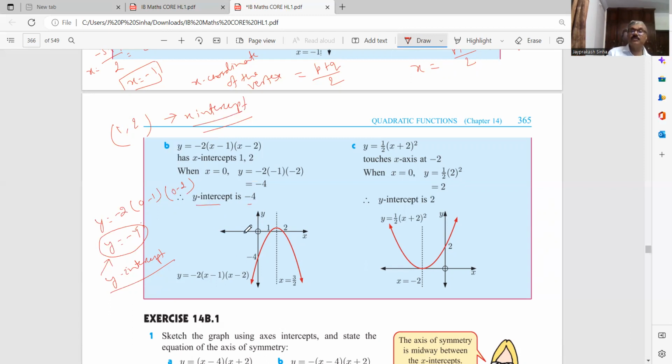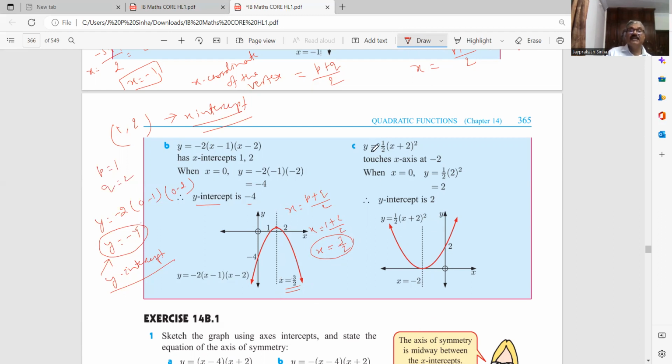Correct. Now we have to find the axis of symmetry. So the axis of symmetry will be what? p plus q by 2. So what is p here? p is equal to 1, q is equal to 2. So x is equal to p plus q by 2, which means x is equal to 1 plus 2 by 2, so x is equal to 3 by 2. So x is equal to 3 by 2 is the axis of symmetry, and the x coordinate of the vertex is also 3 by 2, because the vertex will lie on this line.